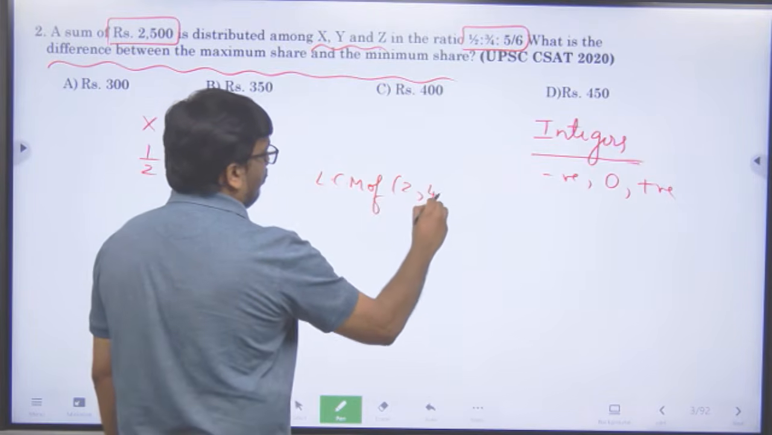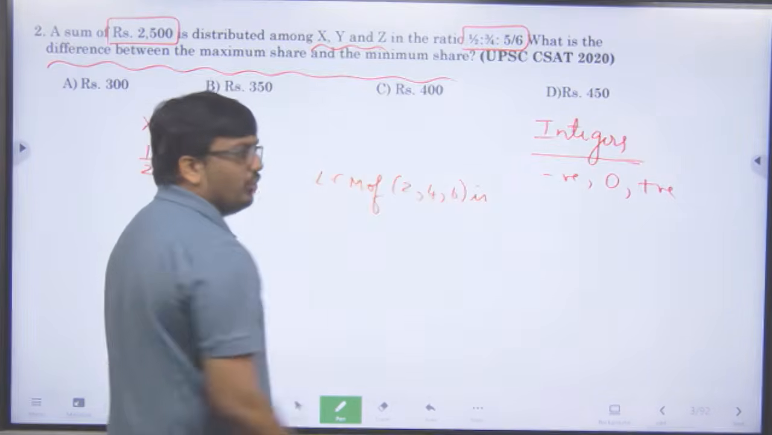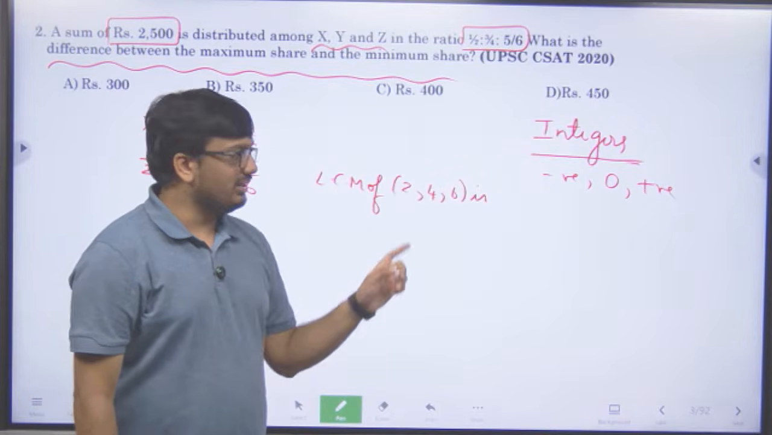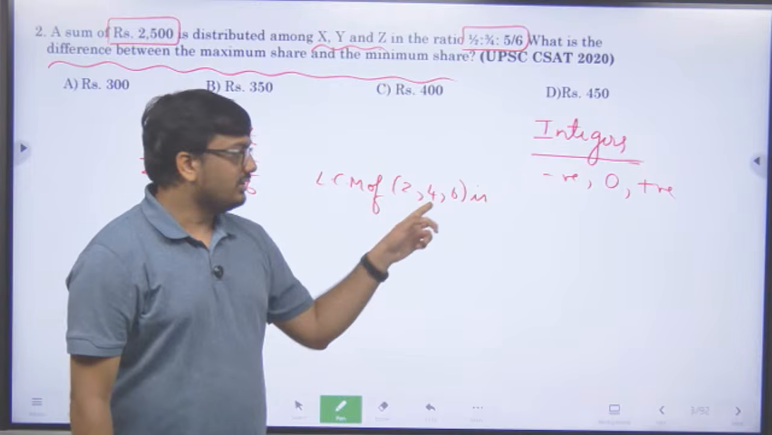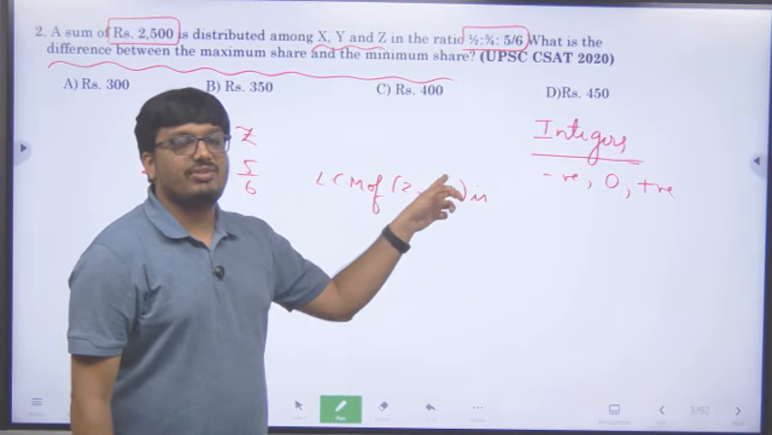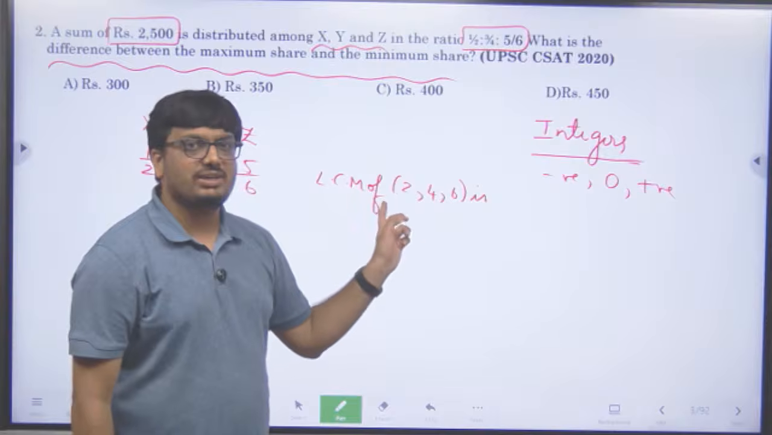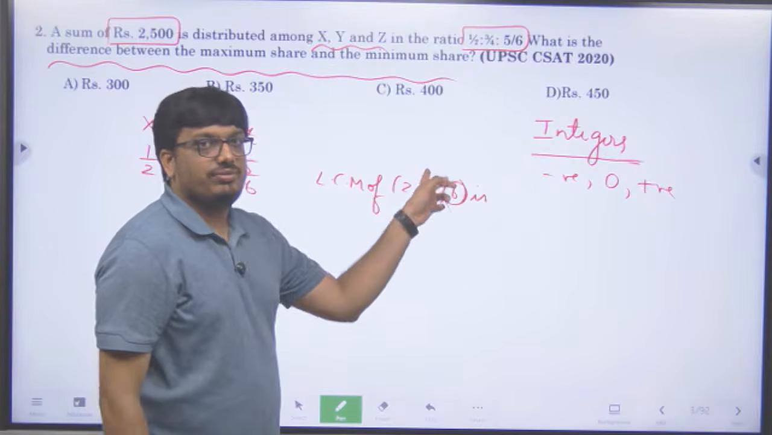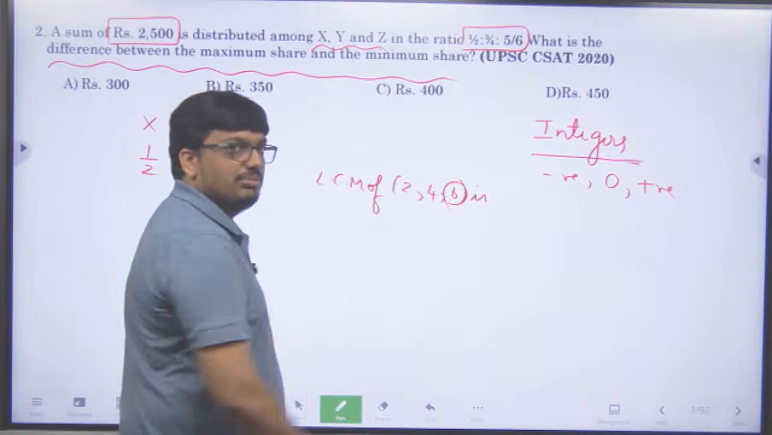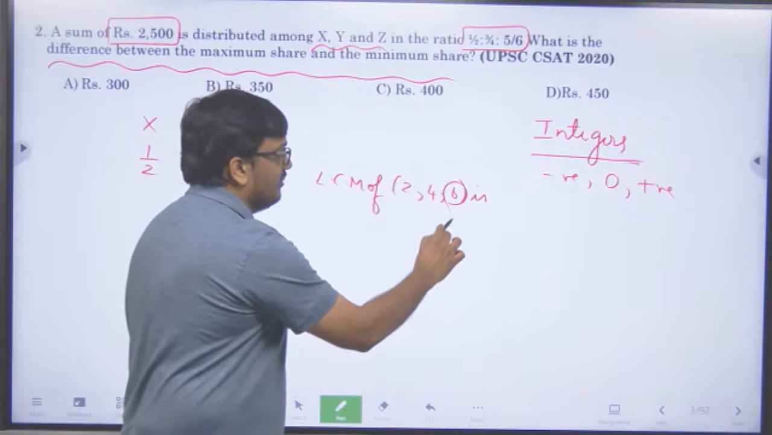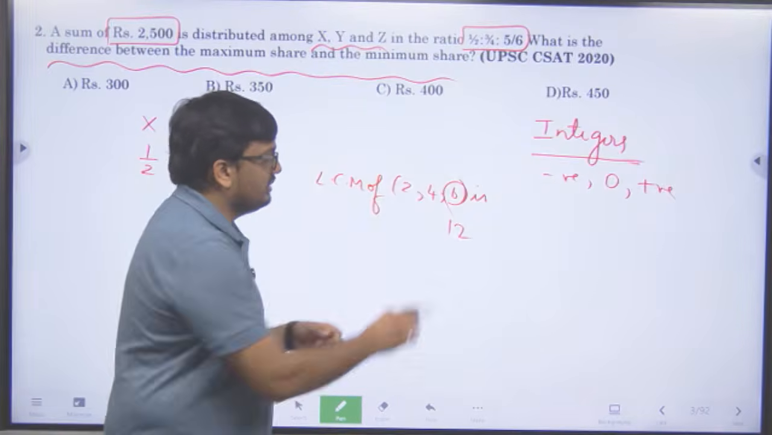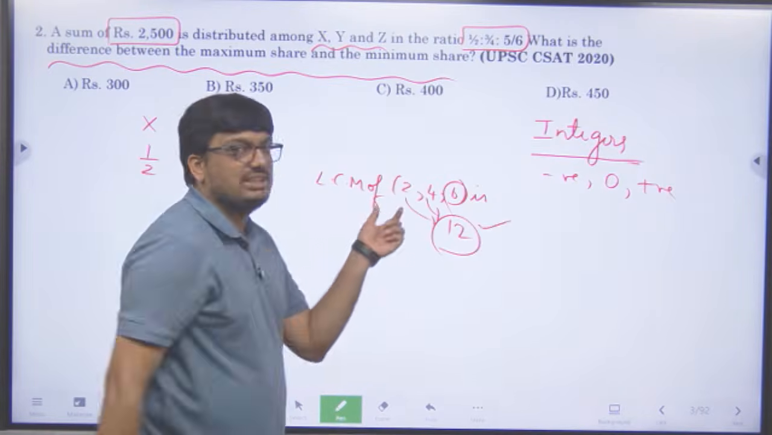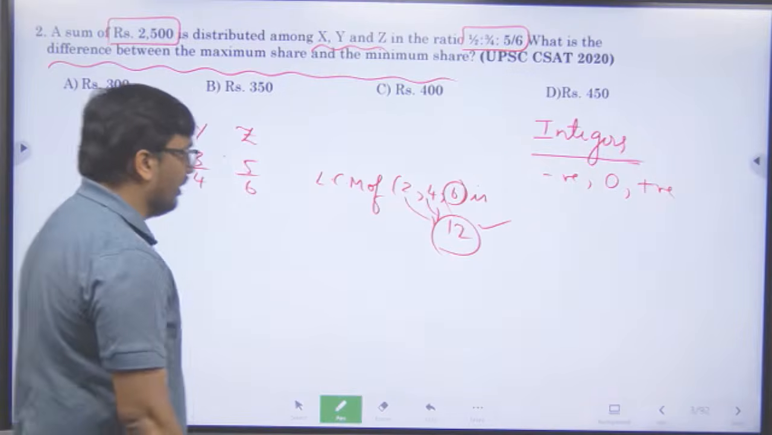LCM of 2, 4, 6. How to find LCM? Among these 3 numbers, which is the highest number? 6 is the highest number. Then see whether the other numbers are factors of this number. 4 is not a factor; yes, 2 is a factor. Then take a multiple of the highest number. The next multiple of 6 is 12. Yes, 4 is a factor of 12, and 2 is a factor of 12. Therefore, LCM of 2, 4, 6 is 12.